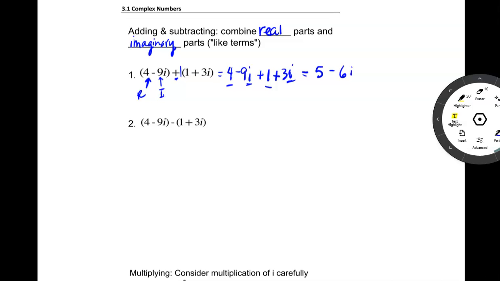Okay, this one is subtraction, so I do need to distribute a negative sign, or -1, across the parentheses. -1 times 1 is -1. -1 times positive 3i is negative 3i. Combine like terms again: I get 4 minus 1, which is 3. Negative 6i minus 3i more is negative 12i.